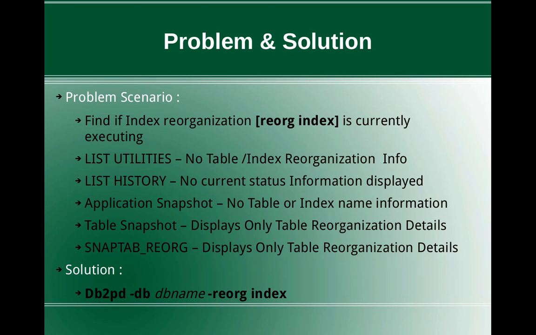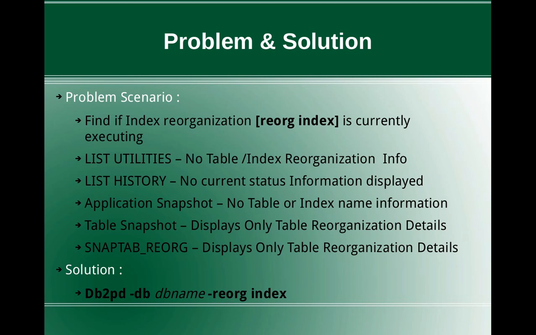Then the next available thing is the application snapshot. The application snapshot again will not provide any table name or index name information. It will just say some reorg utility is running. So if you get an application snapshot, you will be able to find out some reorg operation has been triggered by this particular application. That's all. It will not display any table name or index name or any other information. So that is also a restriction.